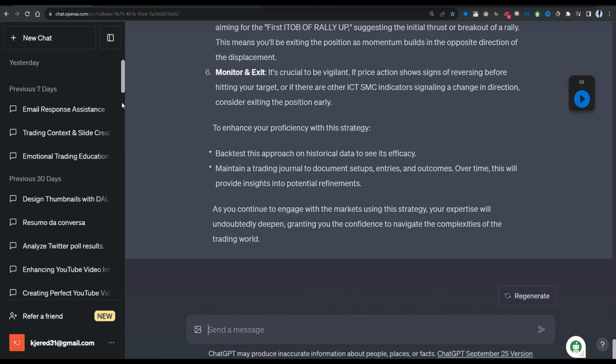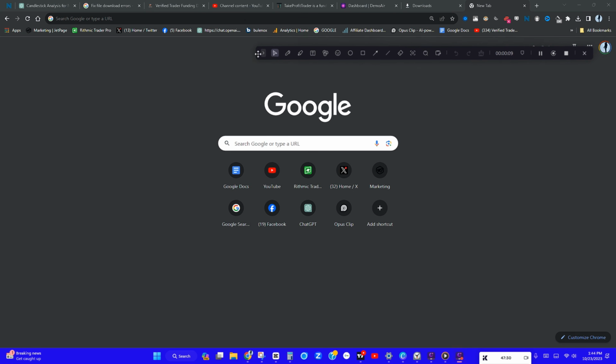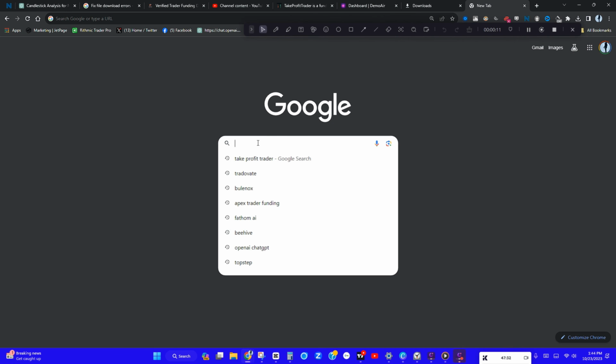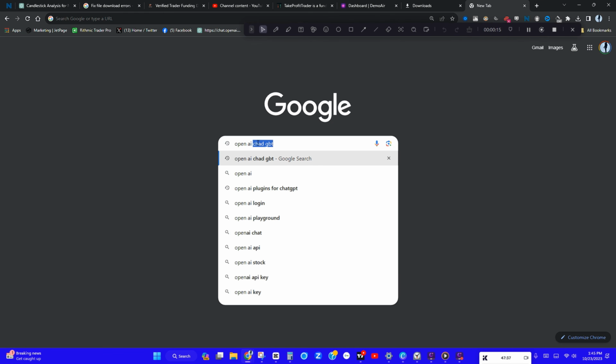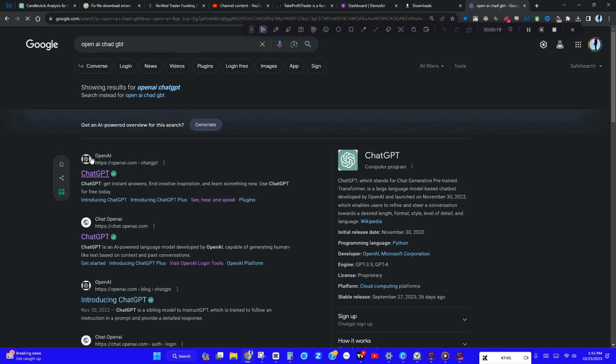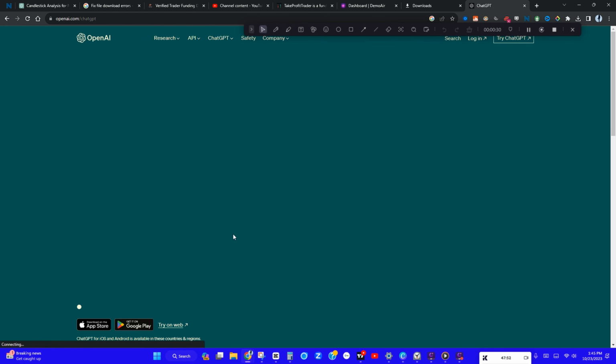I'll put the link in the description, but you just go to OpenAI or to the Play Store and you will see it right there. All right, and I'm gonna show you guys how you can get started with it. We're gonna go to Google and type in OpenAI, and then the first one that pops up, that's the legit one. There's kind of a lot of fake ones out there, so make sure you choose a website that is openai.com. So we'll go ahead and click on there.